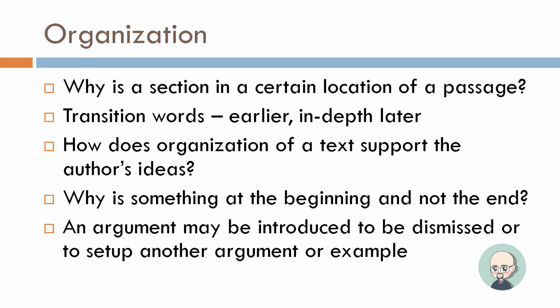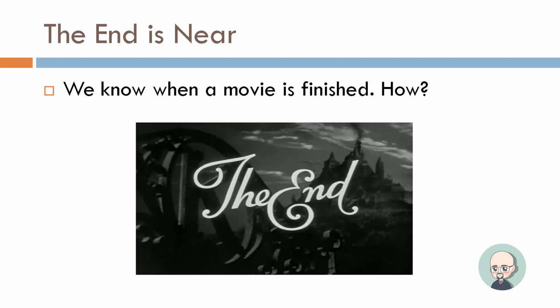someone might introduce something to dismiss it, to say, well, my opponent has said, if you've watched debates, but, and they'll dismiss it, so that way they get it out of the way. Okay, so organization matters, and those transition words would matter. Why is something at the beginning and not the end? An author may use imagery to set up the scene to give you a better idea of their perspective. Or, like we said previously, an argument may be introduced to be dismissed. Or, this is very clever, not everyone does this, to set up another argument or example. It's like they're setting a trap. They're clever people. They're like the Ocean's 11 of authors.